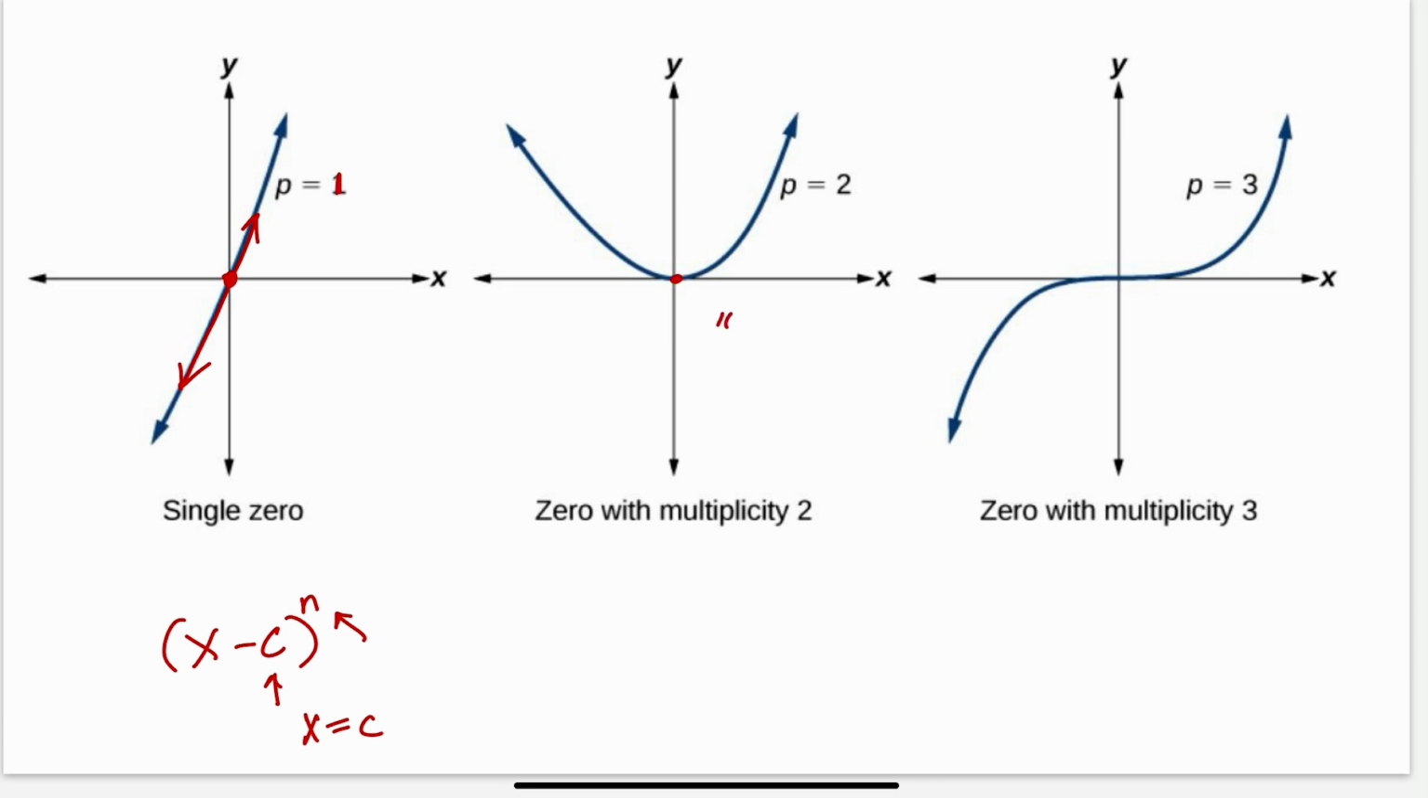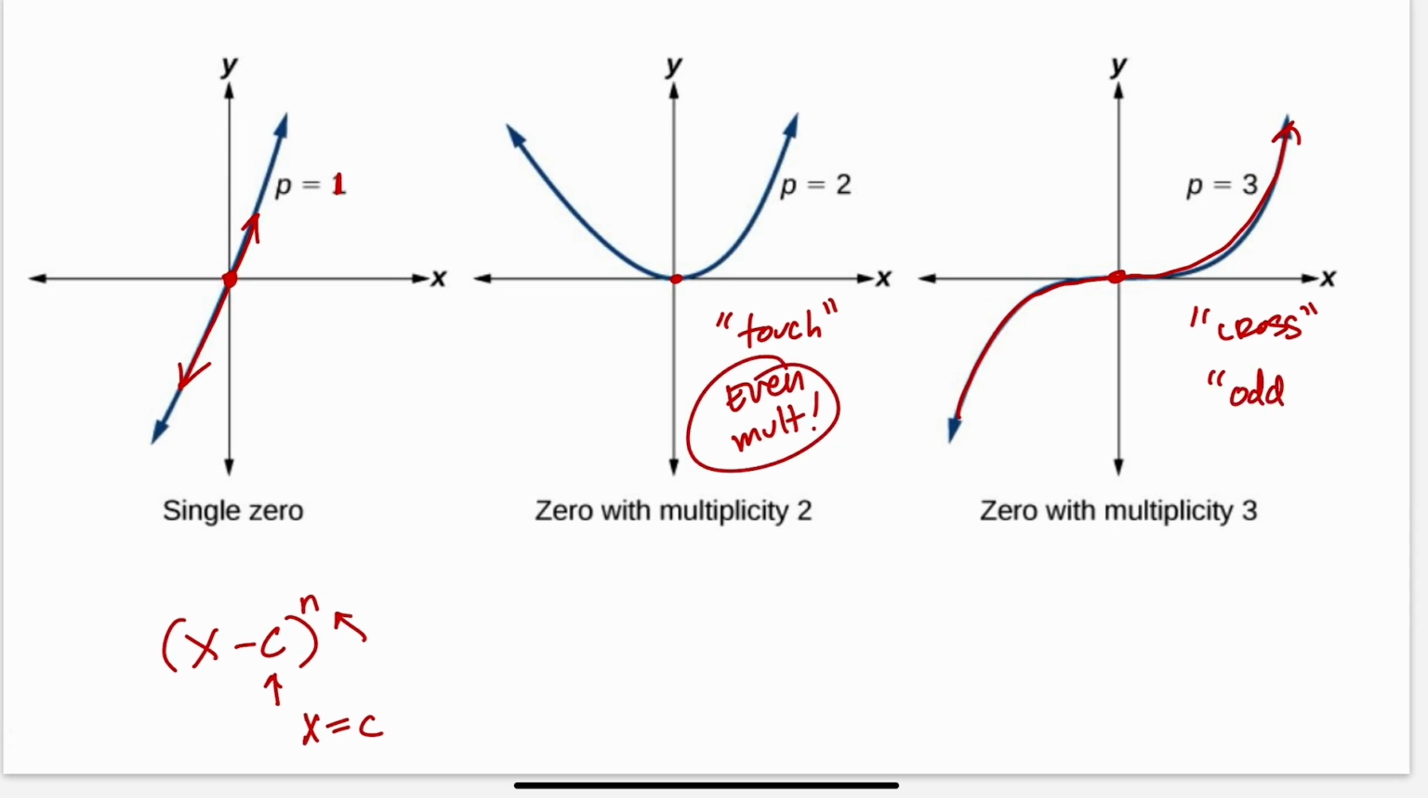Here, if we touch, that is going to be an even multiplicity, right? And here, since we cross, it's going to be an odd multiplicity. So in general, you touch if you have an even multiplicity, and you cross if you have an odd multiplicity.